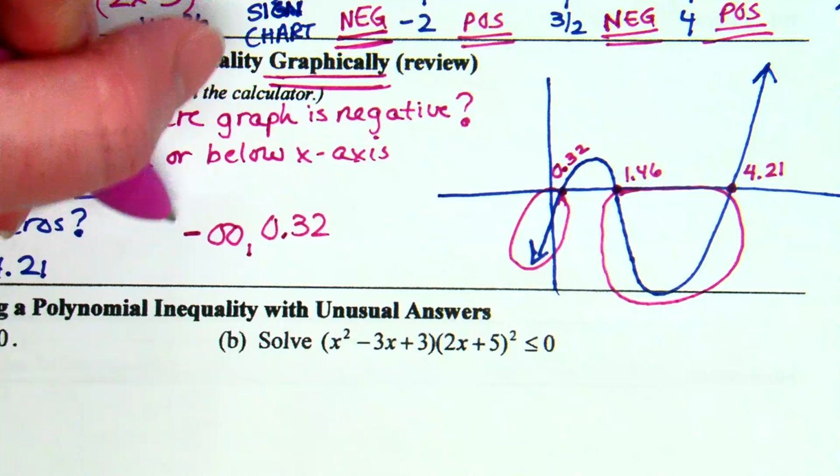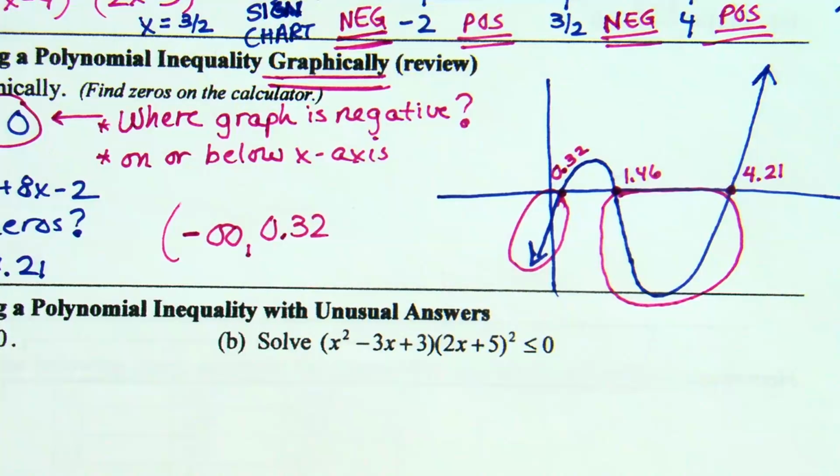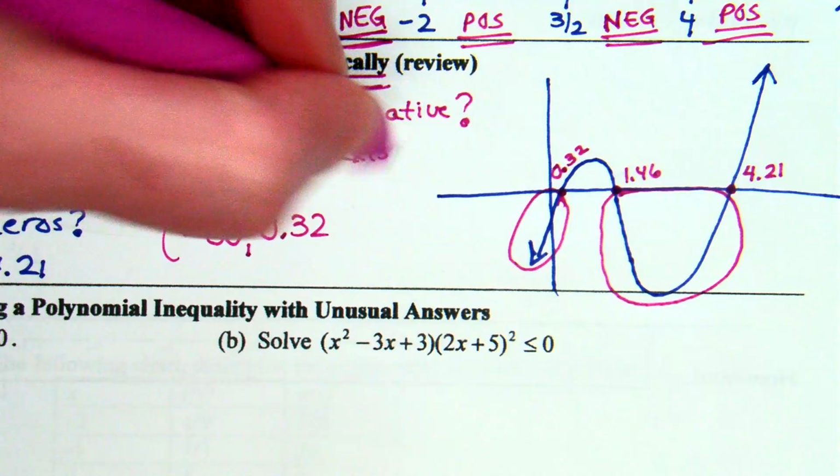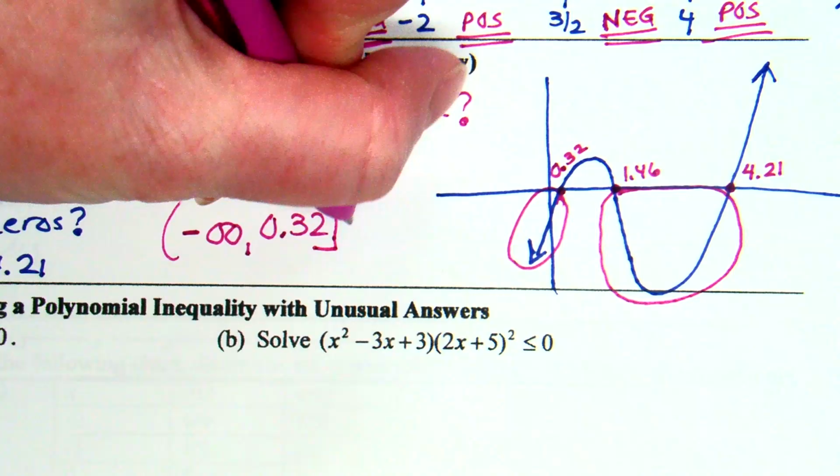Negative infinity always uses parentheses. Point 3.2. What about it this time? Okay, this time it needs a bracket because the question is when is it less than or equal to? So because it says equal to here in the question, we use a bracket. Union.